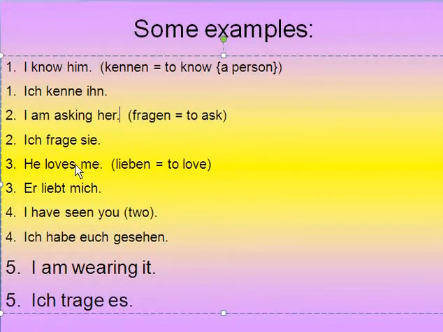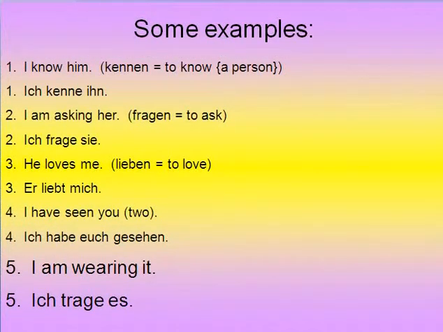Number 3, he loves me, goes to er liebt mich. So it's not he loves I, he loves me. Ich goes to mich. Number 4, I have seen you, as in you two people. Ich habe euch gesehen. And number 5, I am wearing it, is ich trage es, because es is the same in the nominative and the accusative. Once again, refer to these examples if you are stuck and have forgotten what to do.